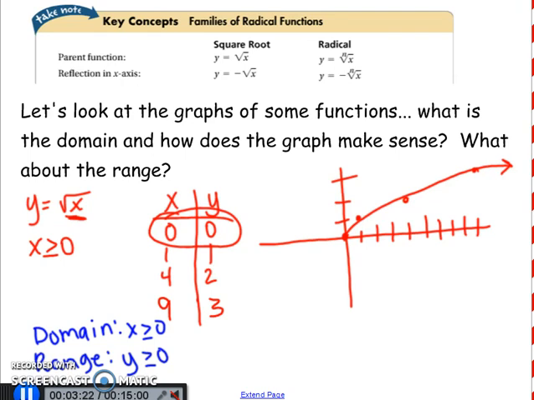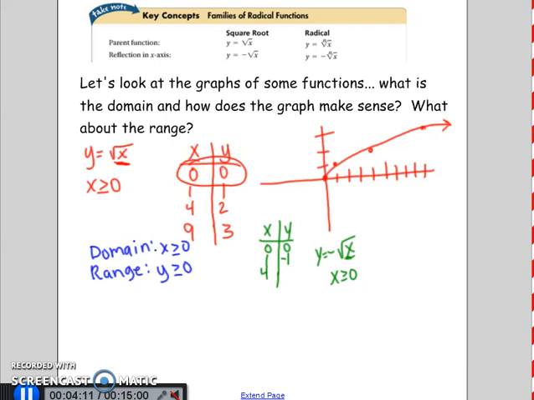If I wanted to graph the negative radical x, I'm going to do this in green. I'm going to make another xy chart. So now y equals negative radical x. I'm going to do the same thing for the domain. I'm going to take what is under the radical, which is x, and make it greater than or equal to 0. So I'm going to plug in 0 for x, and then negative radical 0 is 0. Again, I need to pick some values for x. If I pick 1, the square root of 1 is 1, but I'm doing negative radical 1, so that's going to end up being negative 1. For x is 4, that's going to be negative 2, because it's negative radical 4. And then 9 is going to be negative 3.